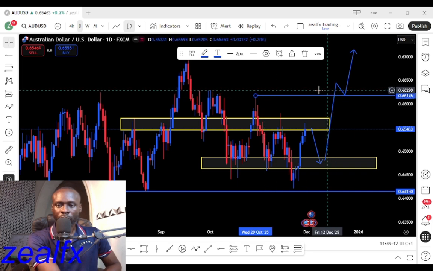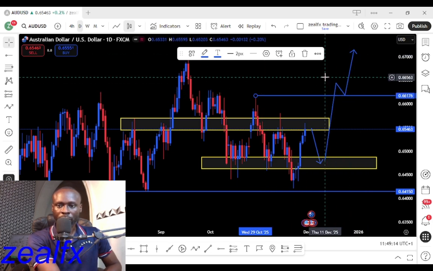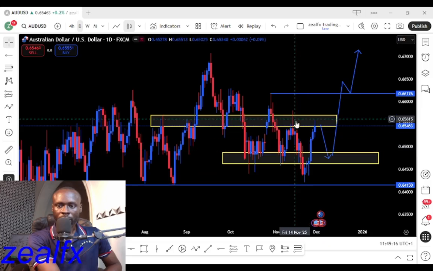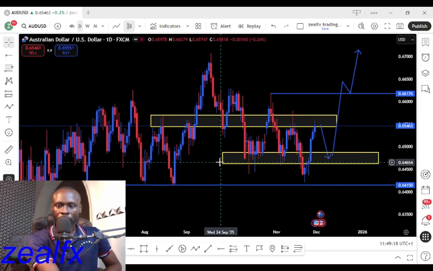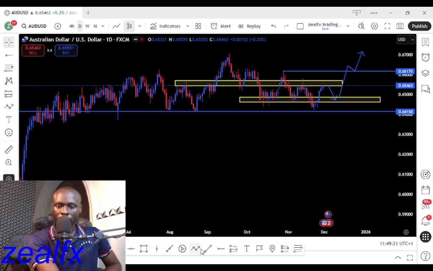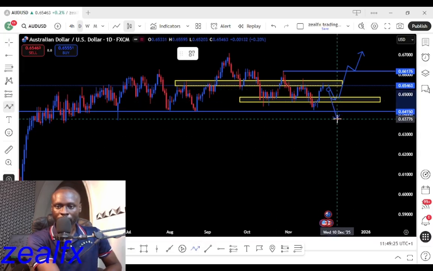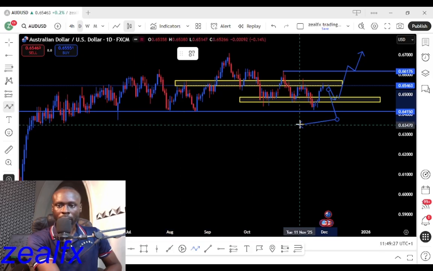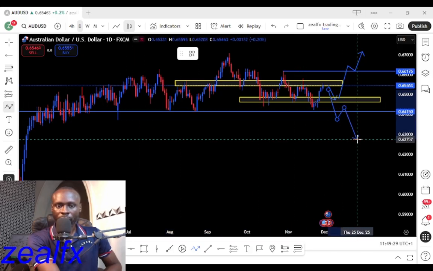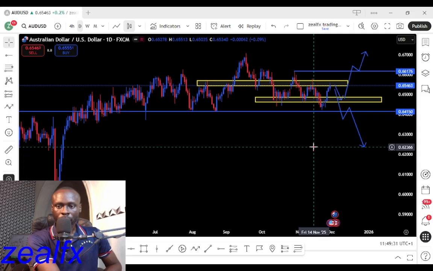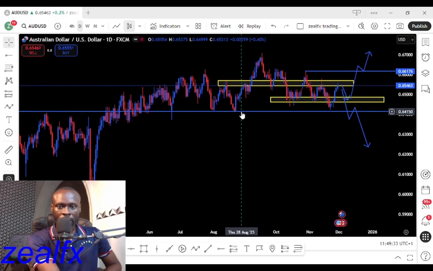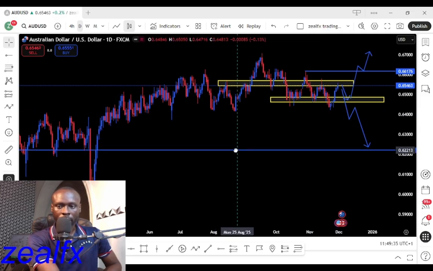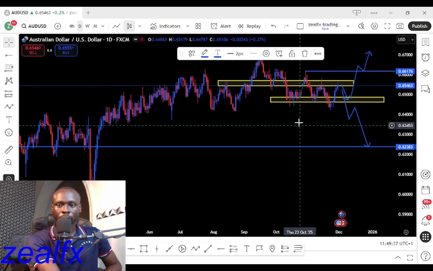A break of this major structure level, we will look for more buy opportunity to the top side for this Australia USD. So for the sell scenario for Australia USD, we need price to come to this level, a break of the major structural neck. Then we expect a retest before we start looking for selling opportunity to this next support level for the Australia USD.